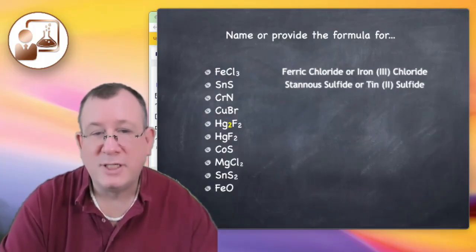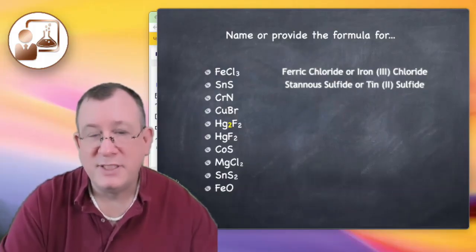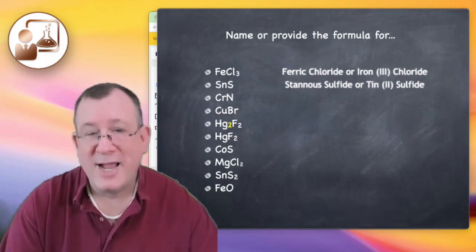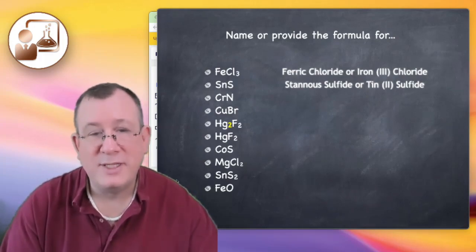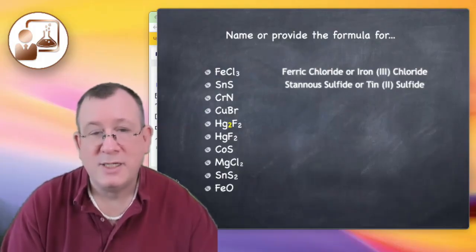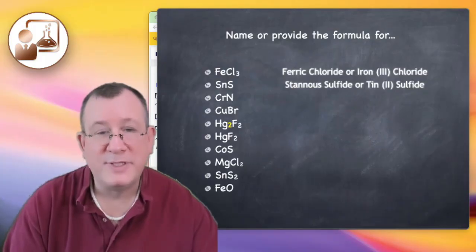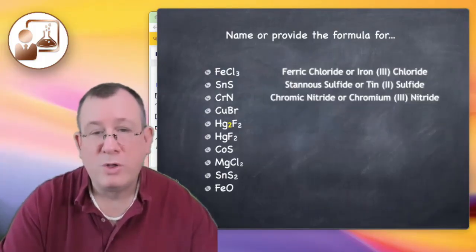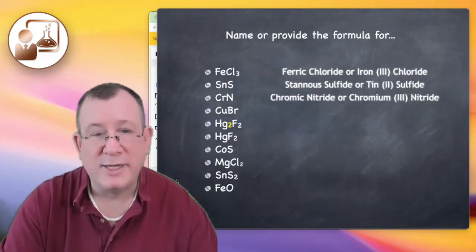Chromium and nitrogen, that's chromium is part of the first group, iron, cobalt, and chromium. They do 2 or 3. And nitrogen always does a 3-. So that means chromium's got a 3+, nitrogen a 3-. The nitride part is easy. Be careful with the chromium, but that's chromium 3 or chromic nitride.